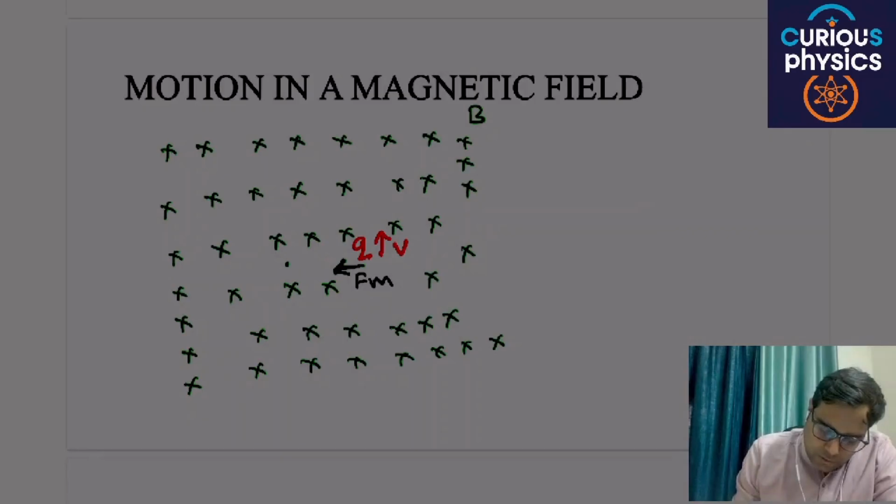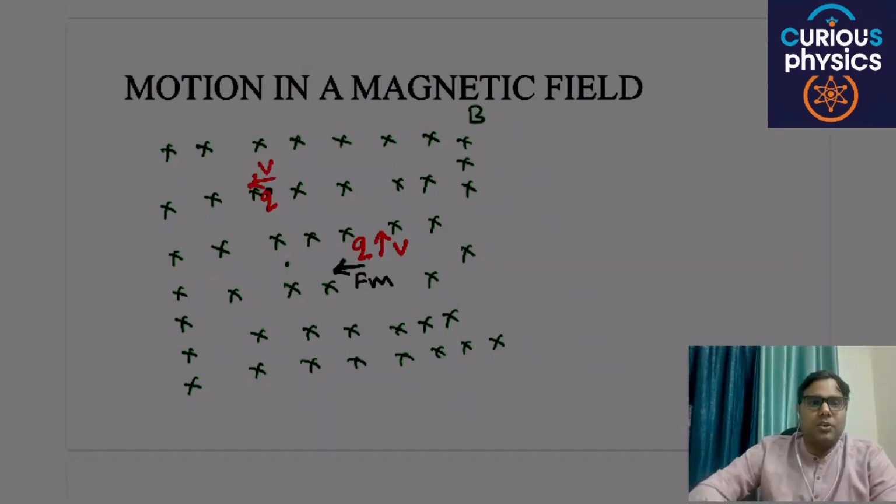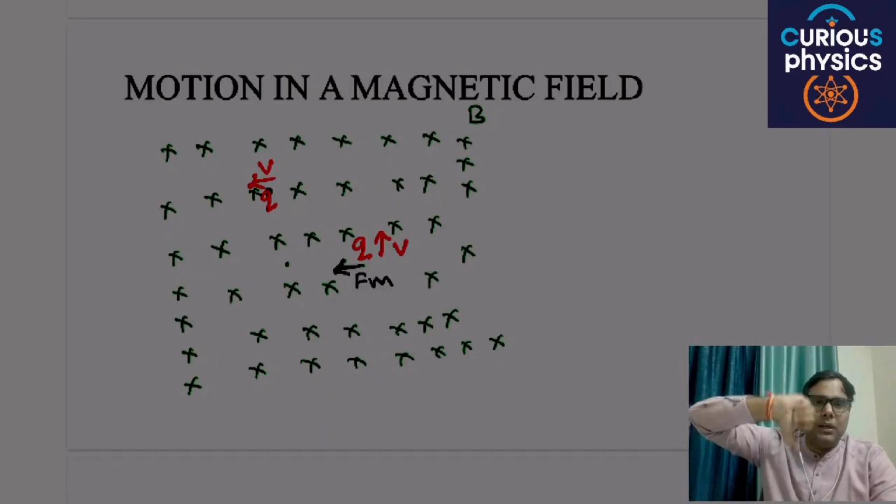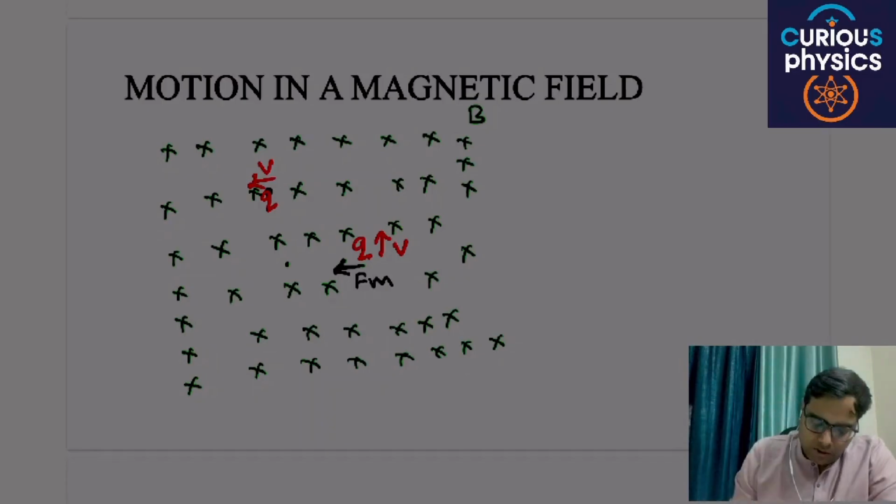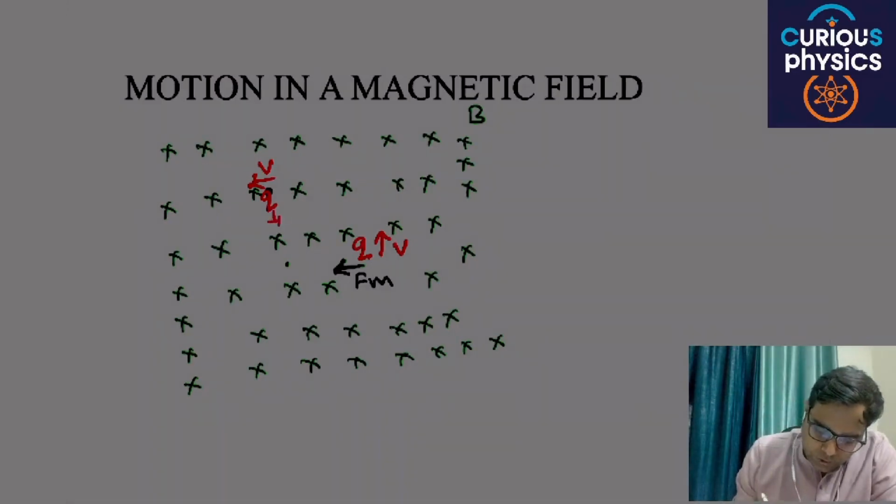If this particular charge particle moves here and the direction of velocity is this direction, then what will be the direction of the magnetic force? With V in the downward direction, it will be this. Now if it is here, then in this direction, and here in this direction.